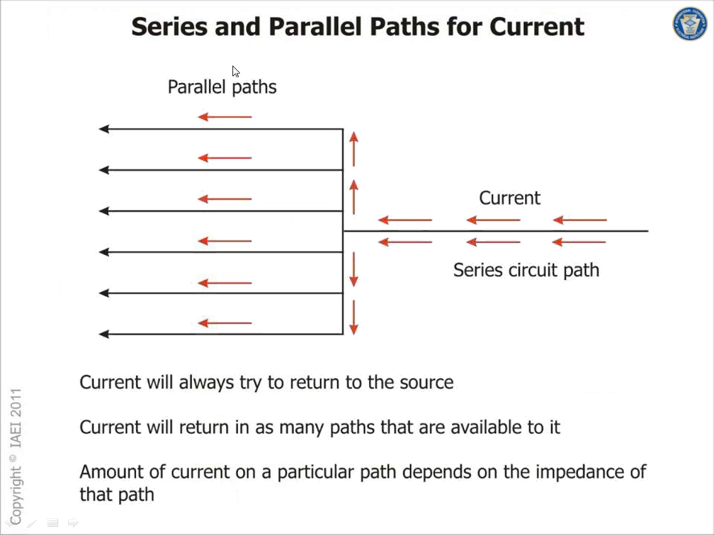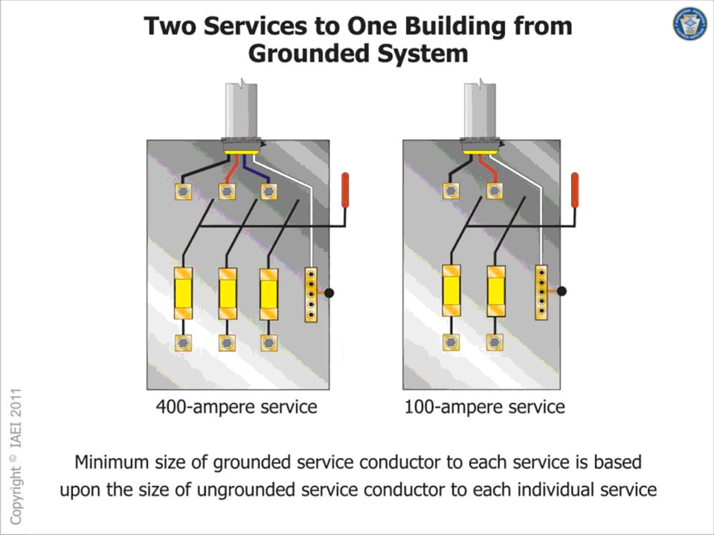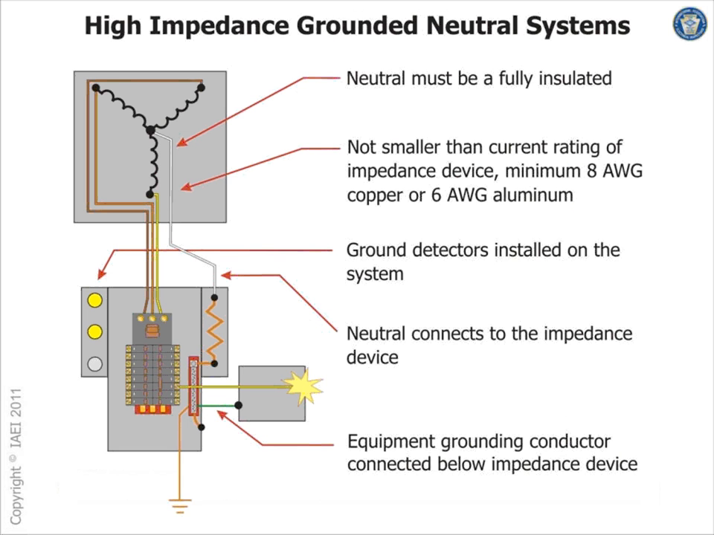This is just telling you guys the series and parallel path. If you have a parallel path for your equipment grounding conductor, it will take each and every path. The code says, guys, at the service, you have to bring your neutral to every service and bond it to the enclosure of that particular service. That's very clear in the NEC code book.